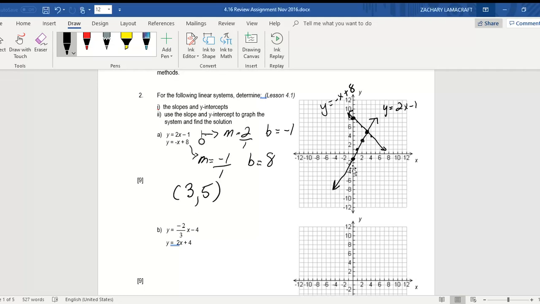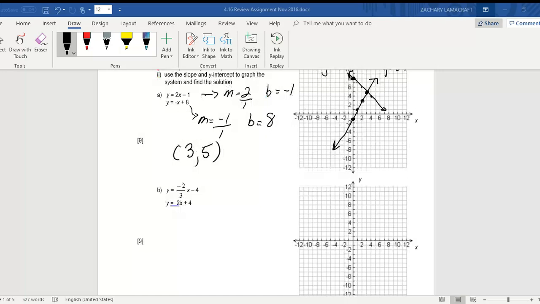All right. So if we move on to our next thing here, we have y = -2/3x minus 4. So we know my slope is -2/3, so it goes down 2, over 3. And we know our y-intercept is -4. And for the second one, we have y equals 2x plus 4. We know that the slope is 2, so 2/1. And we know our y-intercept is +4.